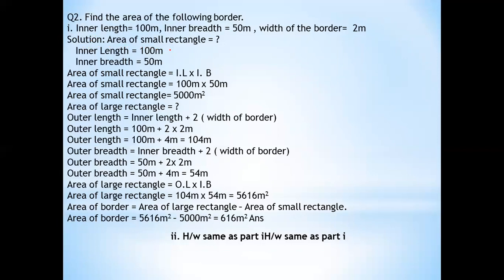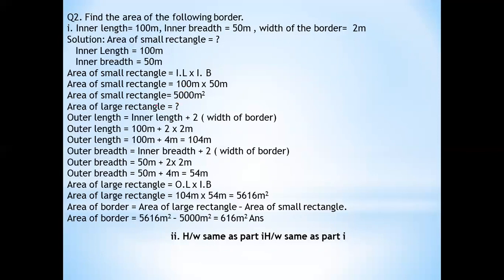Here, area of the small rectangle? The inner length is given as 100 meter, and the inner breadth is given as 50 meter. The formula of the area of the small rectangle is inner length multiplied by the inner breadth, and we put the values, 100 meter multiplied by 50 meter. After multiplication, we have got 5,000 square meter.